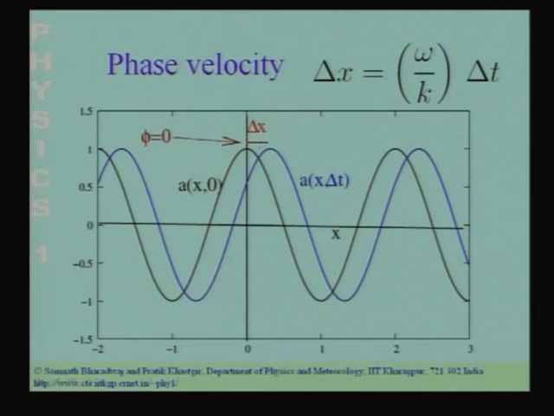Now, you could have done the same thing for any other value of phase. There is nothing special about the phase 0. You could have taken a value of the phase pi by 2, which is this point here initially. This is the point where the phase is pi by 2. You could ask the question, after a time delta t, where does the phase become pi by 2? After a time delta t, the phase is pi by 2 over here. So, the point where the phase is pi by 2 has moved the distance from here to here.